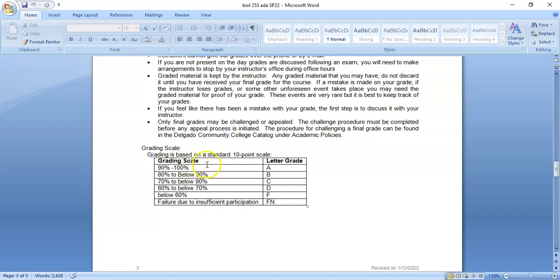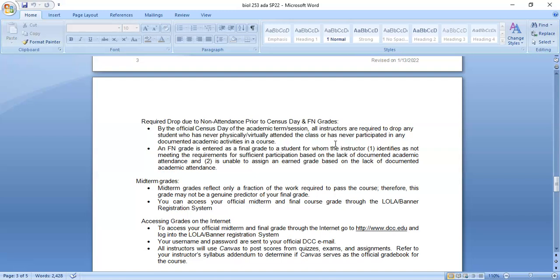Here's your grading scale. Now I do round up, and my grading scale in my addendum will reflect that. But if you have an 89.5 or higher, that will round up to an A. 79.5 or higher will round up to a B. 69.5 or higher will round up to a C. You don't have to email me and ask me about that. It'll just happen when I post the grades into Lola.